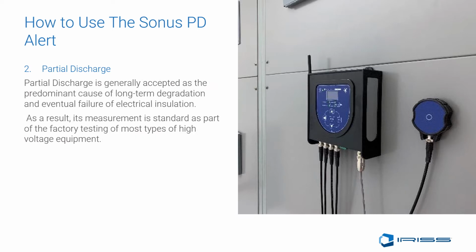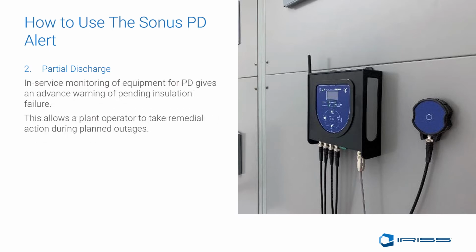Partial discharge is generally accepted as the predominant cause of long-term degradation and eventual failure of electrical insulation. As a result, its measurement is a standard as part of the factory testing of most types of high-voltage equipment. In-service monitoring of equipment for PD gives an advance warning of pending insulation failure. This allows a plant operator to take remedial action during planned outages.